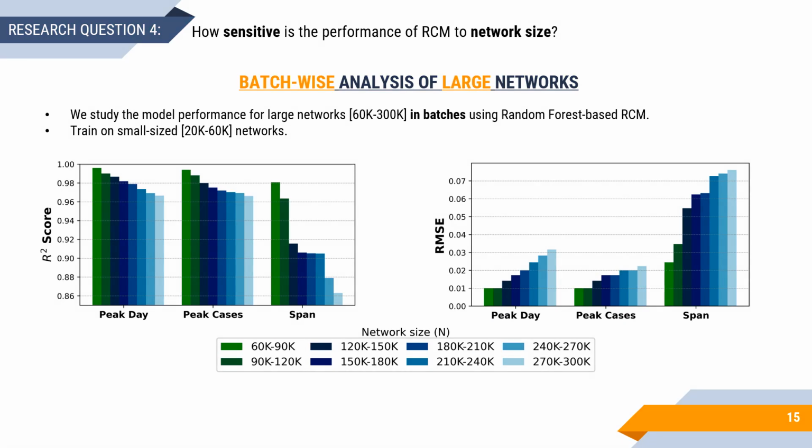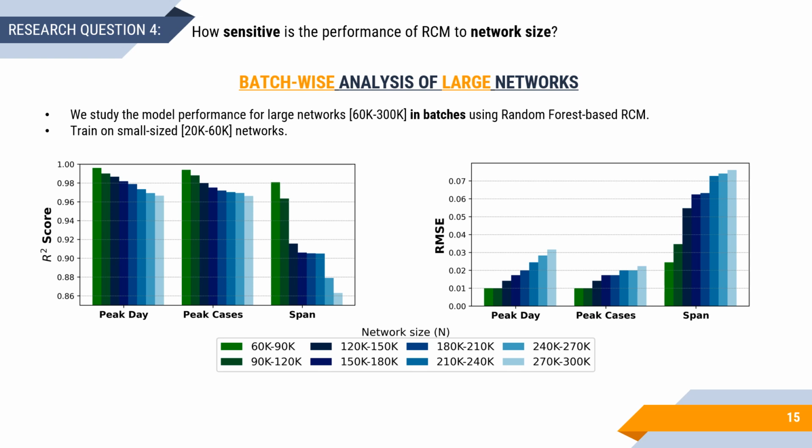Having observed that the model performance degrades for dissimilar sized networks, we examine the sensitivity of the predicted variables to the size of the network. We train our model on small size networks and test on large networks in batches. We group networks into 8 batches and report RMSE and R2 scores.